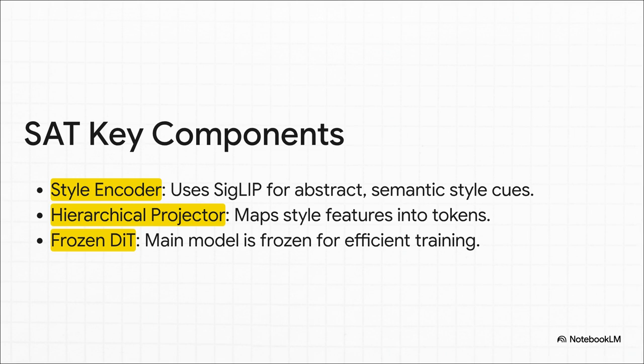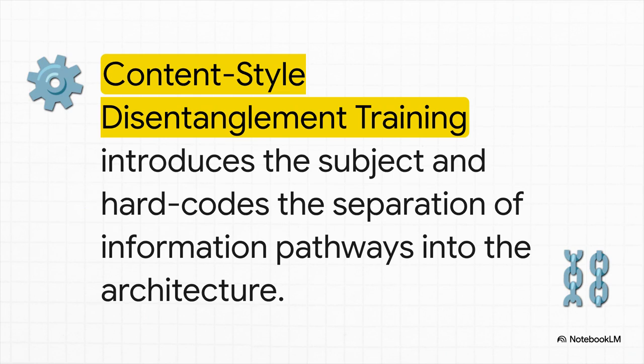And here's the critical part for efficiency. The main DiT, the diffusion transformer, is completely frozen. They only train the projector, which makes this whole alignment stage super fast and efficient. Okay, now for stage two, Content Style Disentanglement Training, or CSDT. This is where we finally introduce the subject. But the real magic here, I think, is how they hard-code the separation of information right into the architecture itself. It's a really elegant piece of system design.